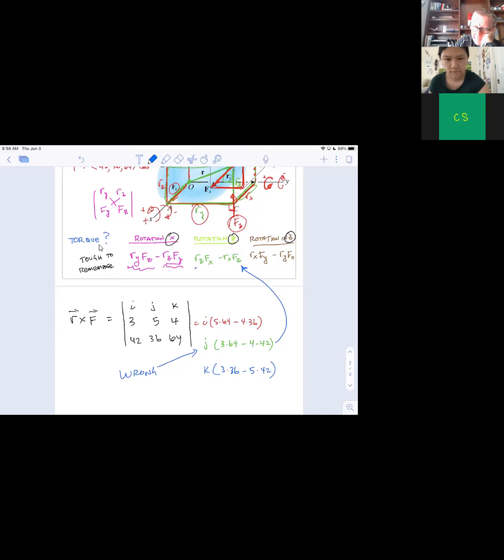Yeah, see what this says up here? It says R of Z, the Z value of R. Remember for that middle one, we crossed this one out. So it says the Z value of R, which is 4, times the X value of F, which is 42. It should be 4 times 42 minus 3 times 64. Interestingly, that one's backwards. Like the pattern is kind of screwed up.